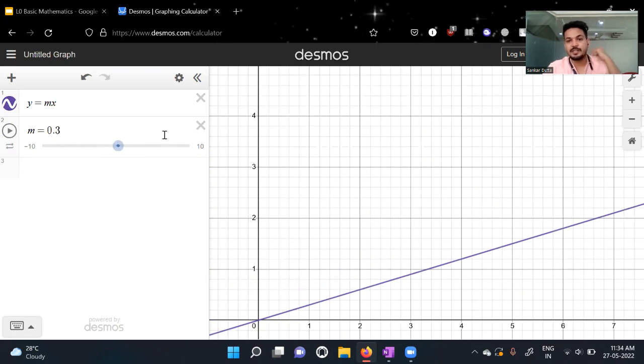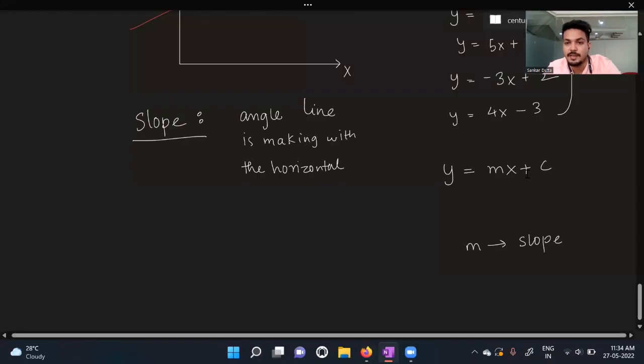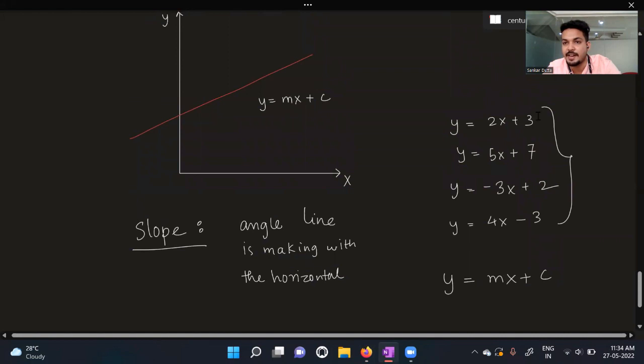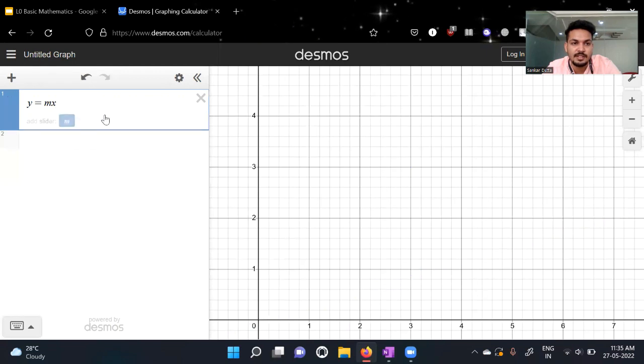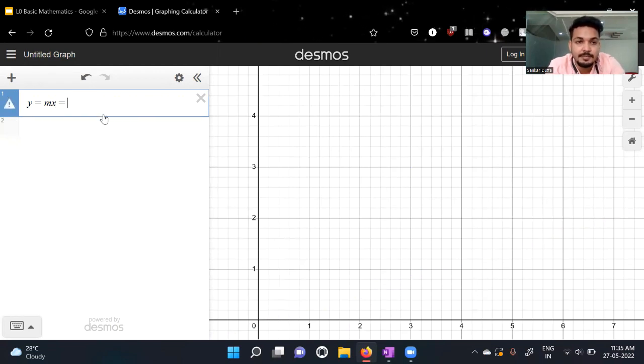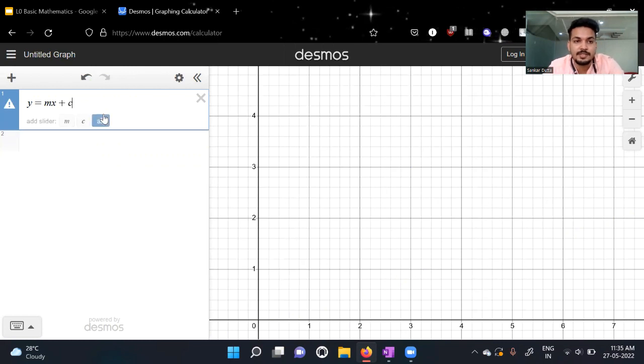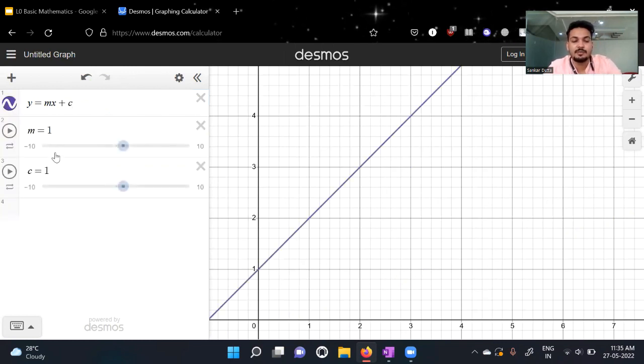Okay, now let's see the effect of the other number that you add at the end. If you see the equation, it is y equals mx plus c. So there is a constant added here. For this experiment, let's keep mx constant, just mx plus c. I'm going to put a slider for both m and c. I'm going to keep m constant because I want to see how c, the intercept number, affects the equation. Let's slide c and see where this equation is going.